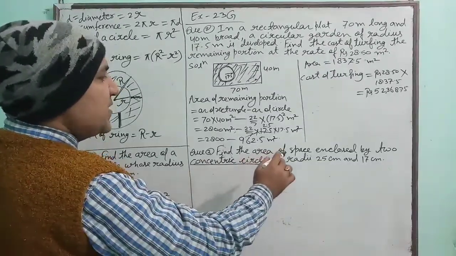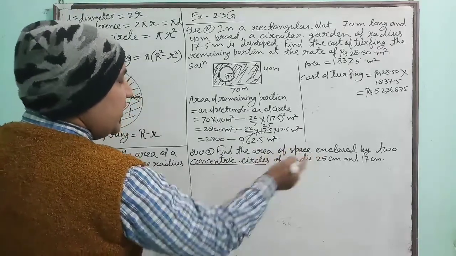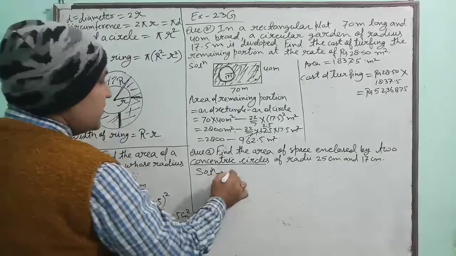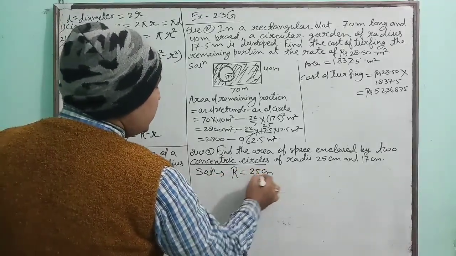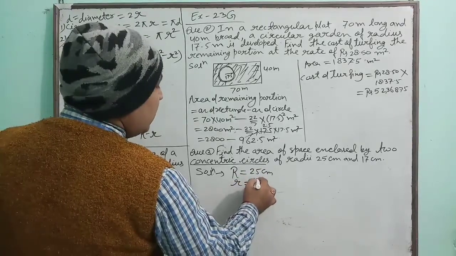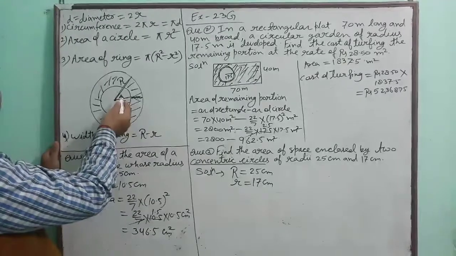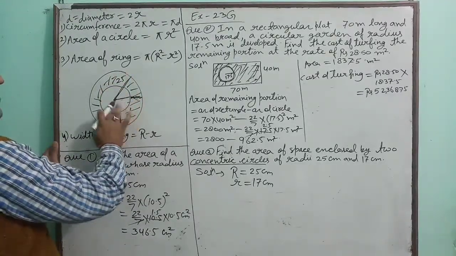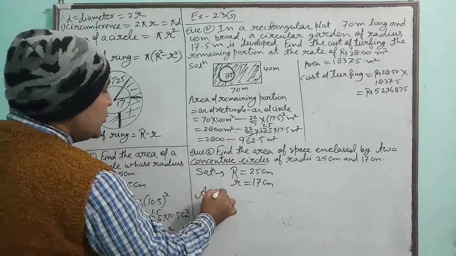Find the area of the space enclosed by two concentric circles of radii 25 centimeter and 17 centimeter. So see children, suppose the larger radius is 25 centimeter and the smaller radius is 17 centimeter. Again the figure is like this here. This capital R is 25, this small r is 17. Then what will be the area enclosed?